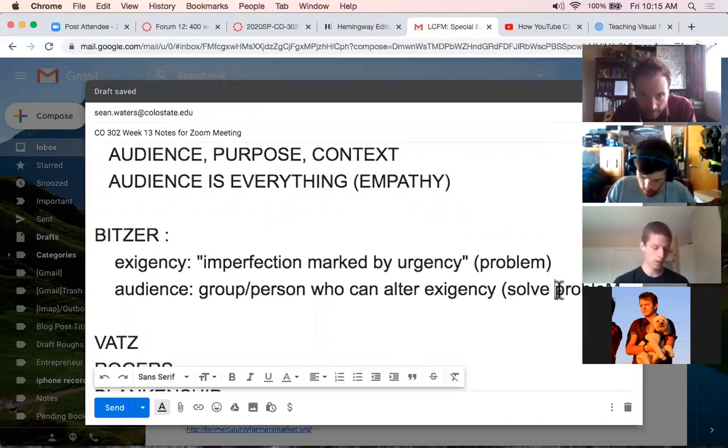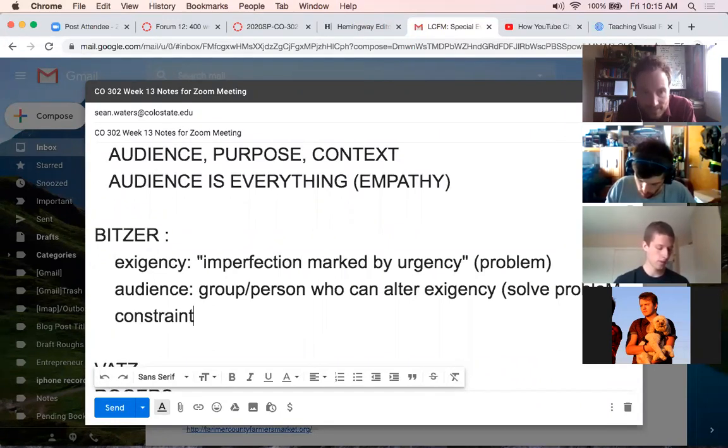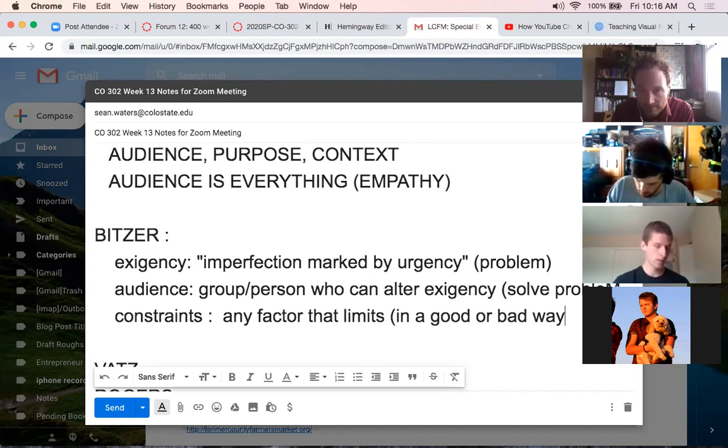And then we have what he calls constraints, which are any factor that limits, and this could be in a good or bad way, an audience's ability to act.